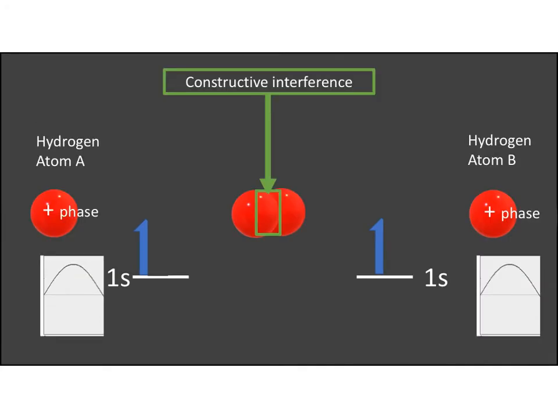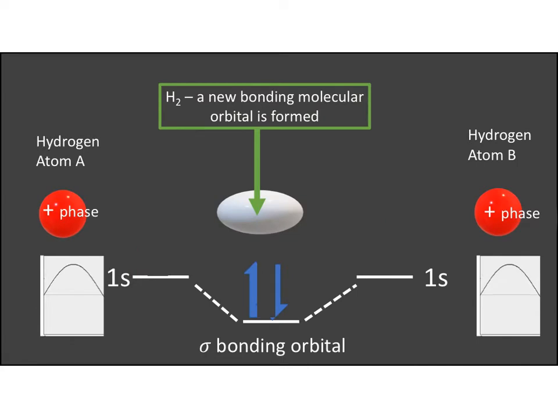Here we've shown the two coming together, and in the middle where they've overlapped, they are interfering with each other constructively because they were both in the same phase. This results in a new molecular orbital being formed. So we no longer consider hydrogen H2 to have two 1s orbitals combined. We now have a sigma bonding orbital which contains the two electrons, one from each of our hydrogen atoms.